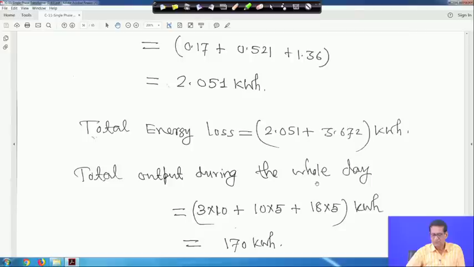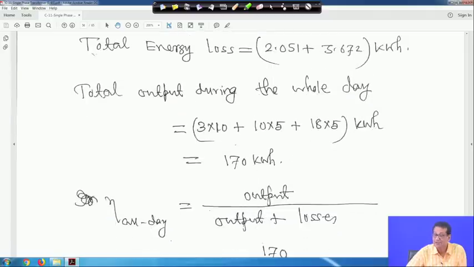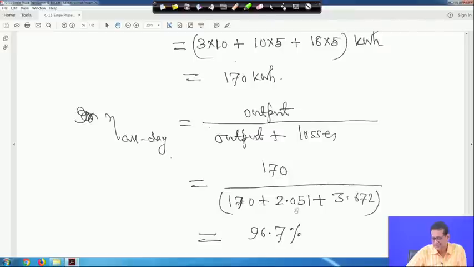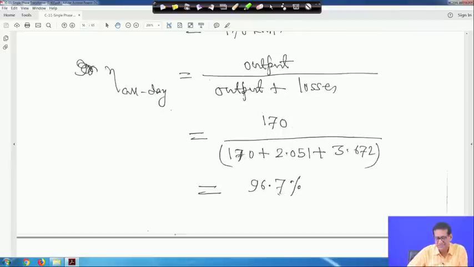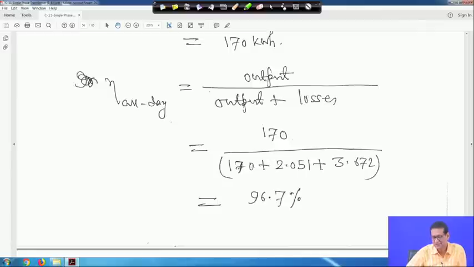Total output during the whole day: 3 into 10 is the output, plus 10 into 5, plus 18 into 5. As I told you initially, 30 kilowatt hour, 5 into 10, and 18 into 5. This is the output, so it is 170 kilowatt hour. The all day efficiency is output by output plus losses, with the output 170 and the losses in terms of energy, and it will become 96.7%.